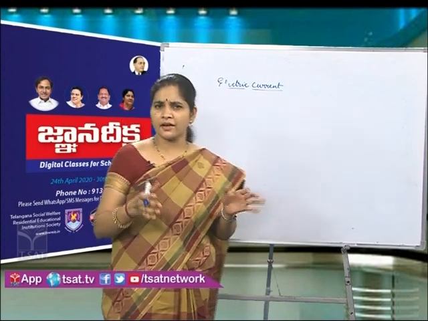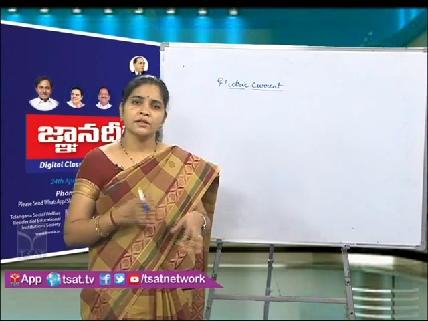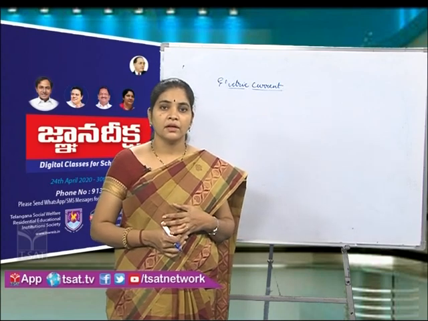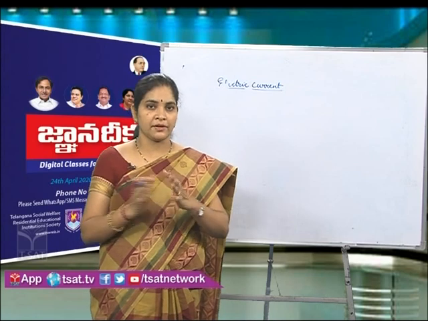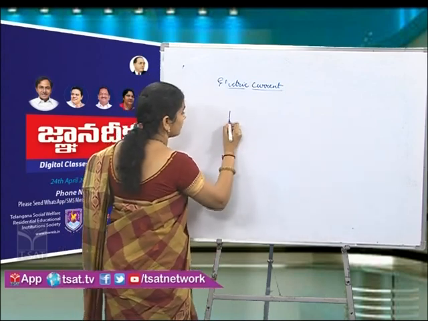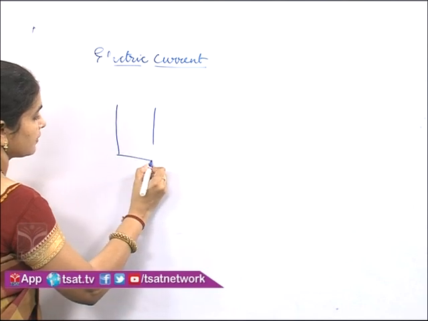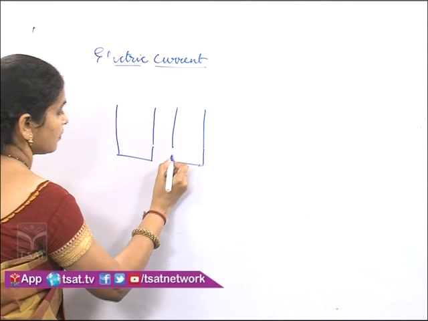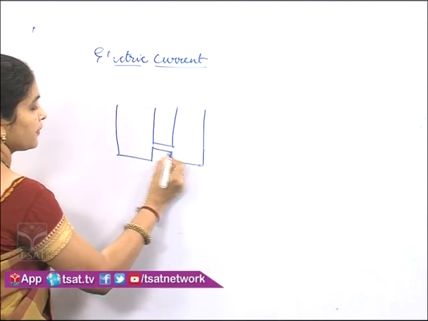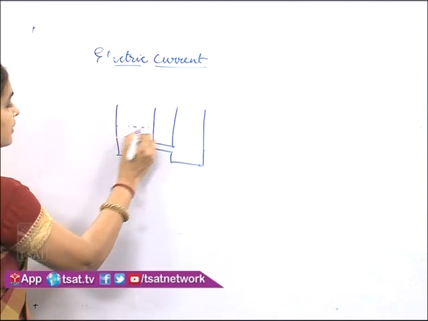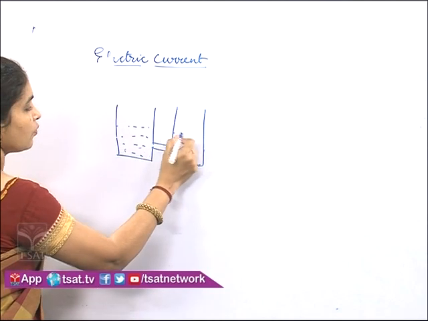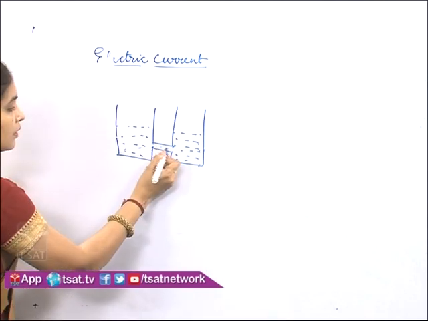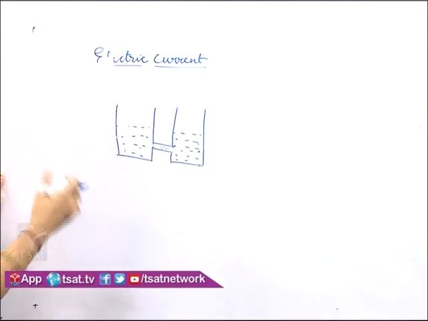Children, is there any relation between the potential difference across the conductor and the current passing through it? Let us discuss with a simple example. Now, here we have two beakers connected with a pipe. Both the beakers contain the same amount of water. Does the water flow?